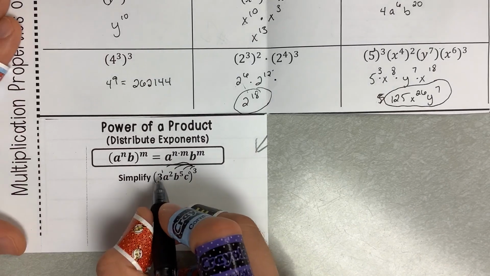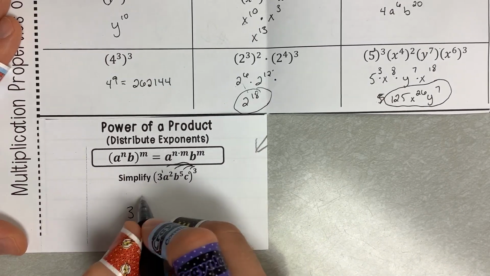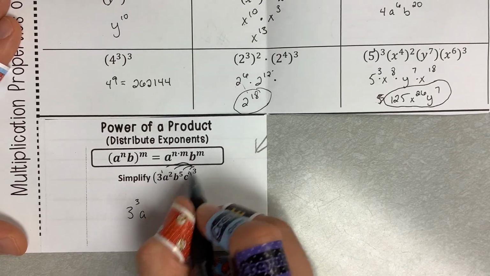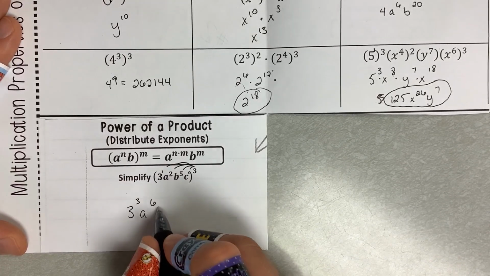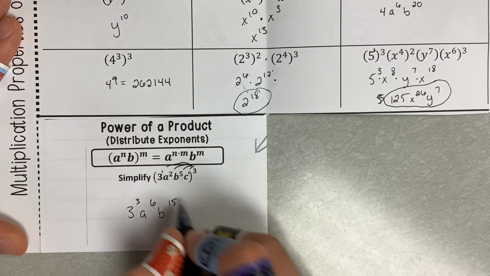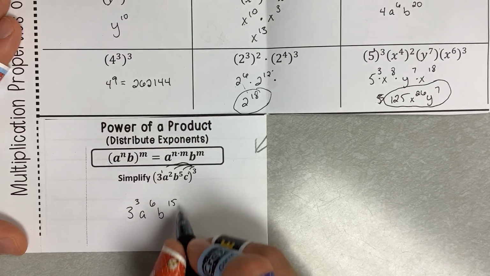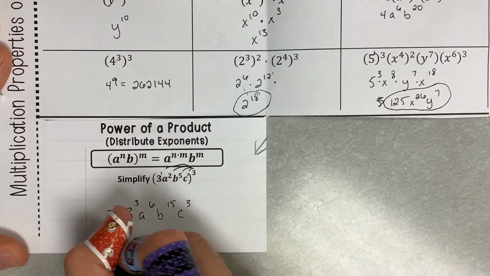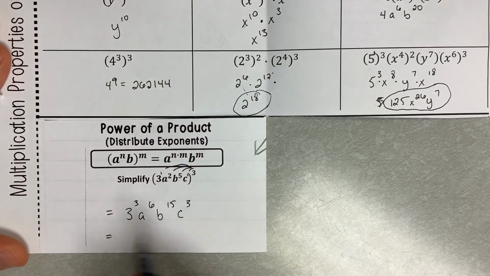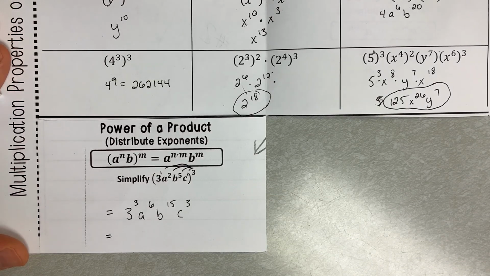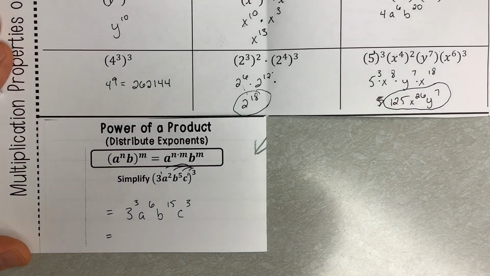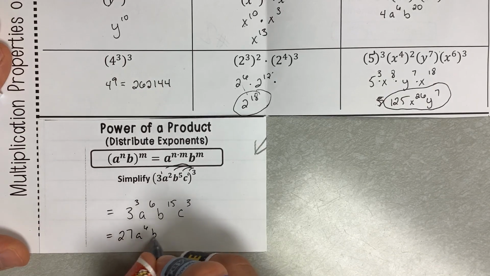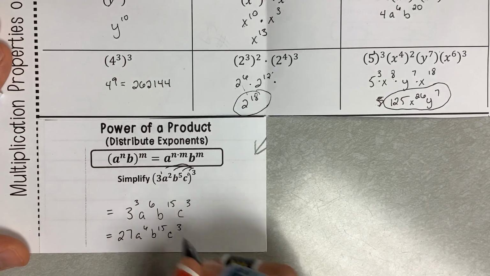So let's jump right into it. Base 3, 1 times 3, 3. Base A, 2 times 3, 6. For my base B, 5 times 3 is 15. For my base C, 1 times 3, 3. That is my answer. And I can go one step further because I can actually figure out what 3 to the third is by using my handy dandy calculator, or what I do is I just use my brain. 27, A to the 6th, B to the 15th, C to the 3rd.